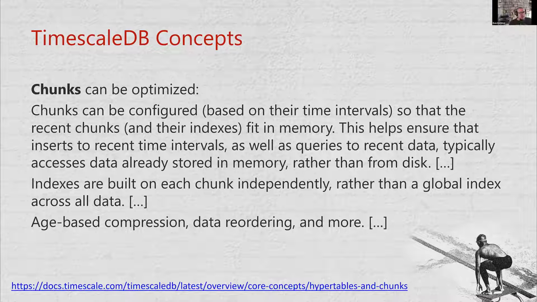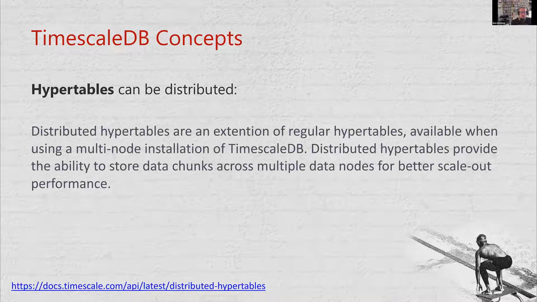So the next thing that the Timescale extension does is that hypertables are not just chunks on a server, but they can be distributed. So basically what Postgres can do is scale out those chunks, which is quite nice. If you have a multi-node installation, then it will automatically distribute the chunks across the different data nodes for better performance when querying multiple of those chunks.